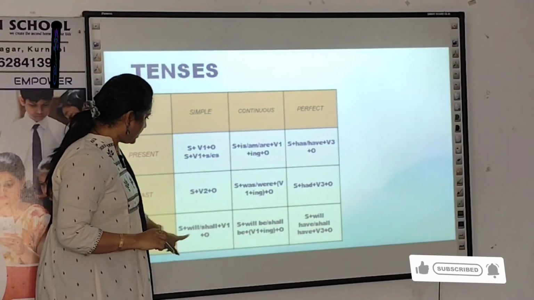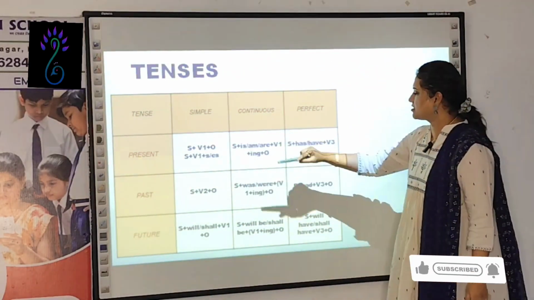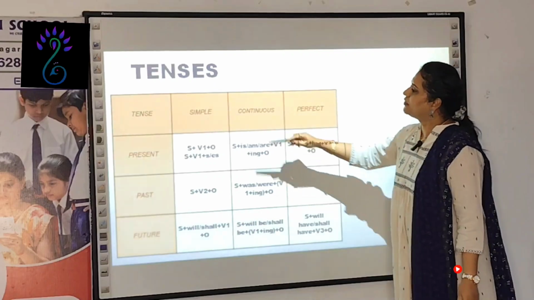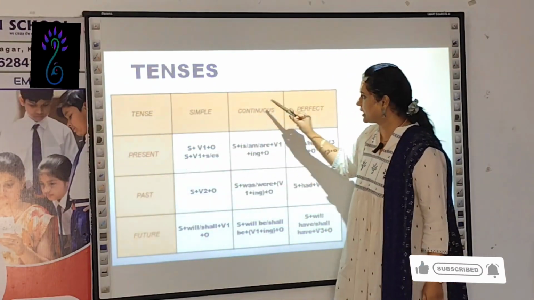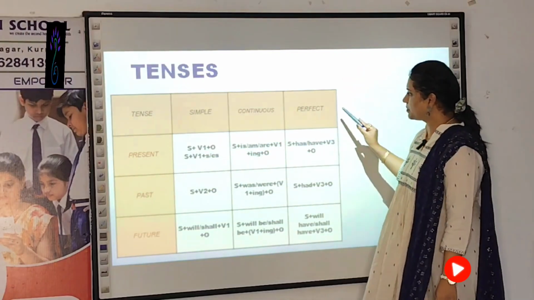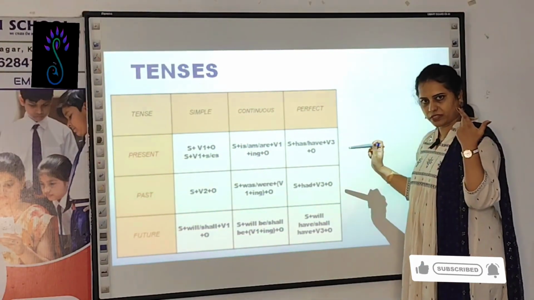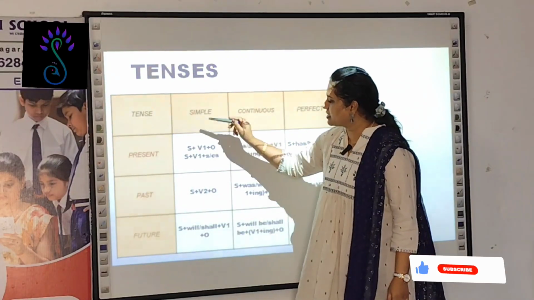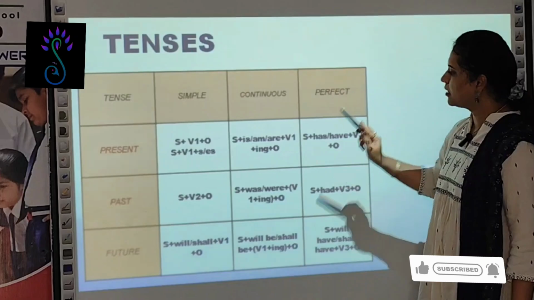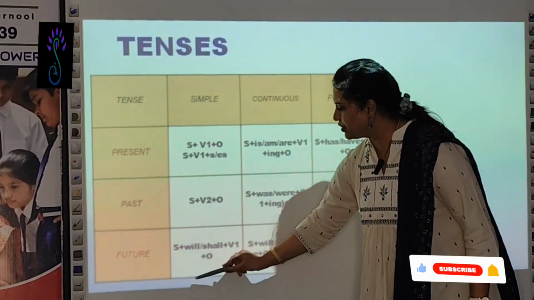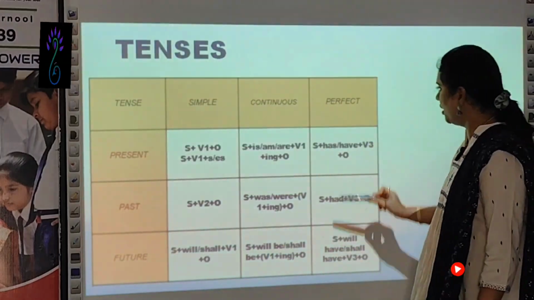Look at this. You can consider this as the formula. It can be applied to simple present, present continuous and present perfect. Is it visible? Past: simple past, past continuous and past perfect. Future: simple future, future continuous and future perfect.